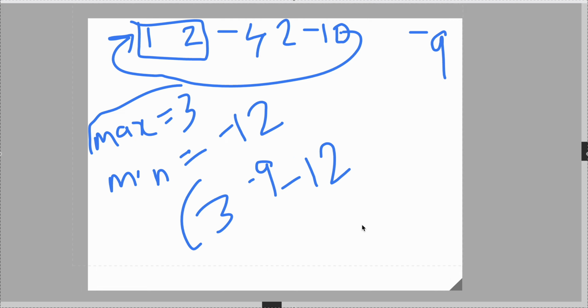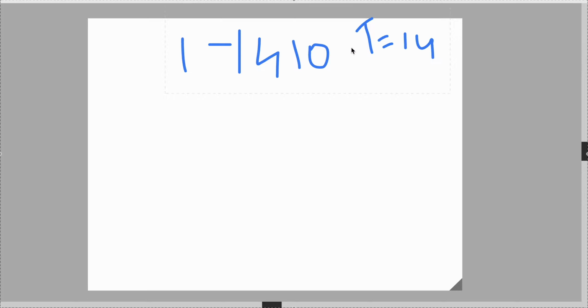So taking this as the example, let me try to have one more example. Let's say we have 1, minus 1, 4, 10. Suppose this is our array. The total sum of this array will be 1 plus minus 1, 0, plus 4, plus 10, which is 14. So the total sum is 14. Now the minimum subarray sum, like we have one negative number, so the minimum subarray sum will be minus 1.